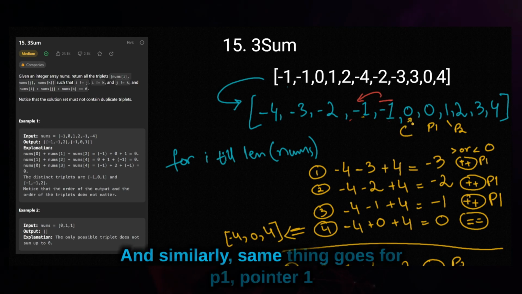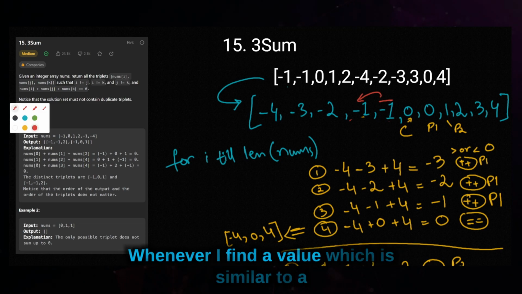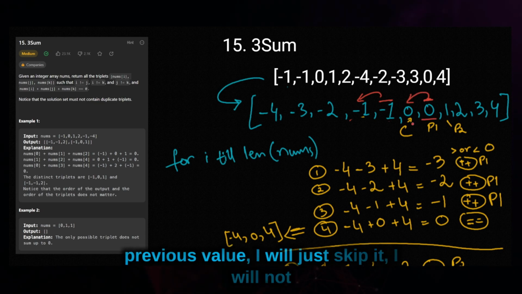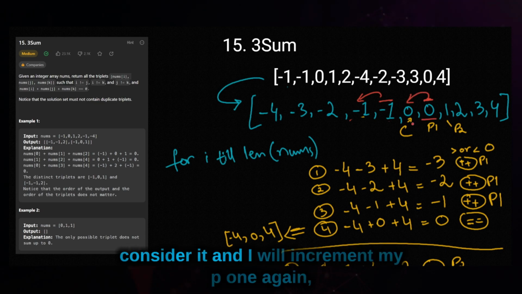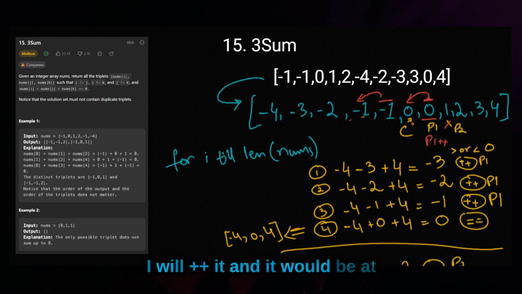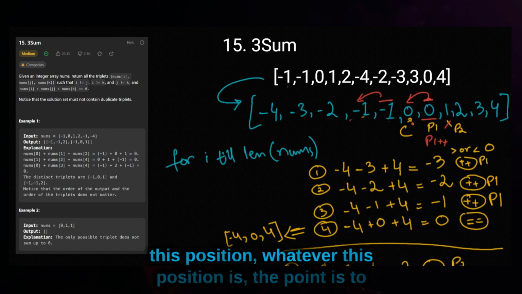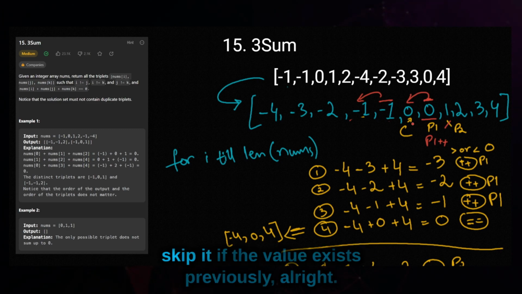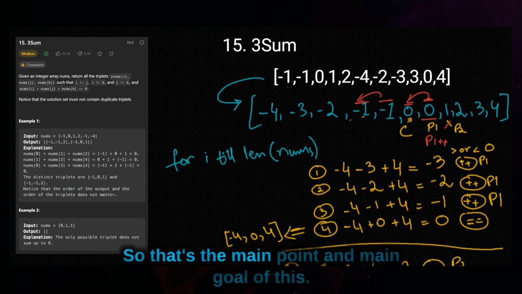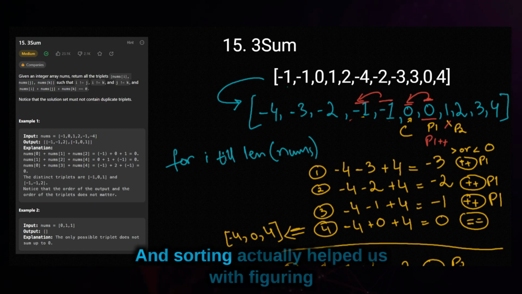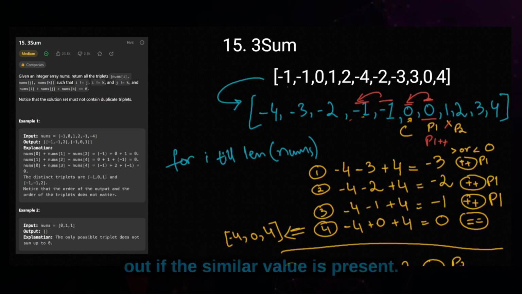And similarly, the same thing goes for P1, pointer 1. Whenever I find a value which is similar to a previous value, I will just skip it. I will not consider it, and I will increment my P1 again, and it would be at this position, whatever this position is. The point is to skip it if the value exists previously, right? So that's the main point and main goal of this, and sorting actually helped us with figuring out if a similar value is present.